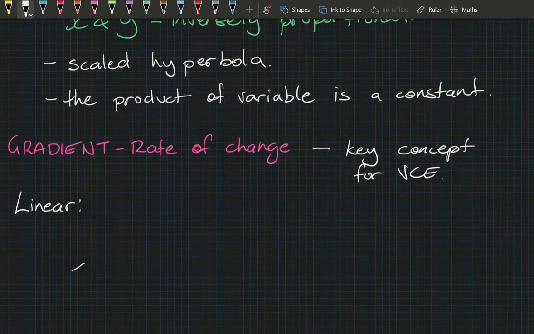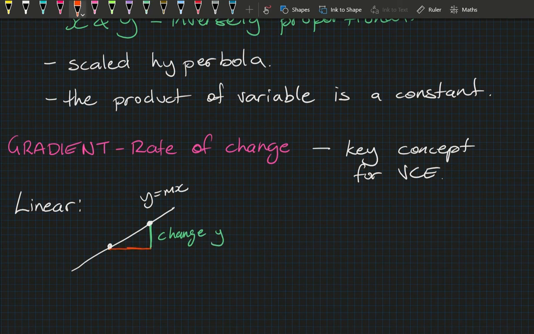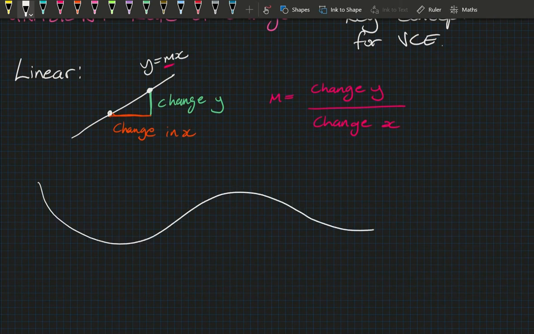So if we had a line y equals mx, and we fixed 2 points on it, and between those 2 points we considered the change in y and the change in x. And the gradient was m, which was the change in y divided by the change in x. So that was for a straight line, but what about some weird curvy graph like this one? Well, we could find the gradients at any point we wanted.